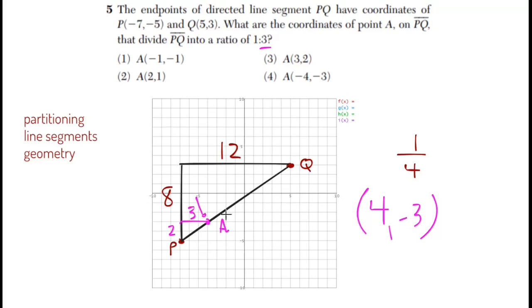Oh, I said 4, sorry. If you guys probably already caught this. That's -4 because we're going to the left. -4, -3, and that should give us answer 4 for that one.